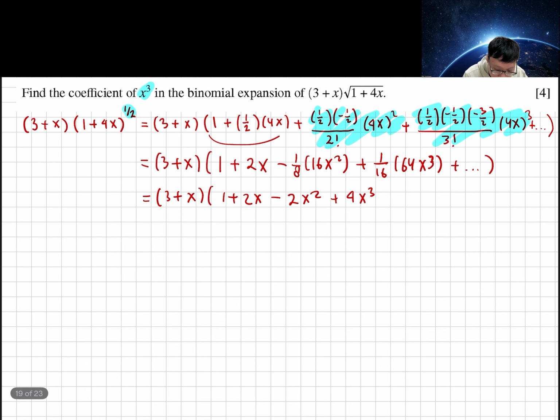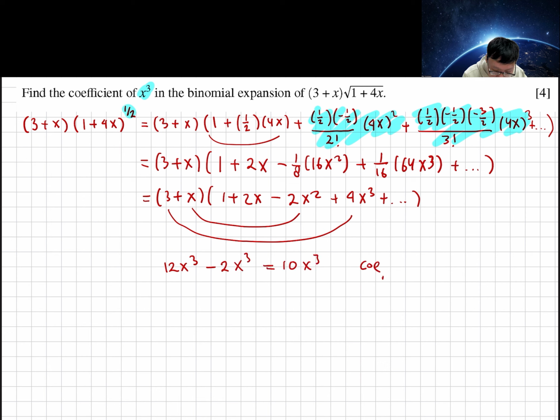So, to get the coefficient of x cubed, this one is infinite, you need to multiply 3 with 4x cubed, which gives you 12x cubed, and then x with minus 2x squared gives you minus 2x cubed, so that gives you 10x cubed. So the coefficient of x cubed is 10. So the answer is 10.